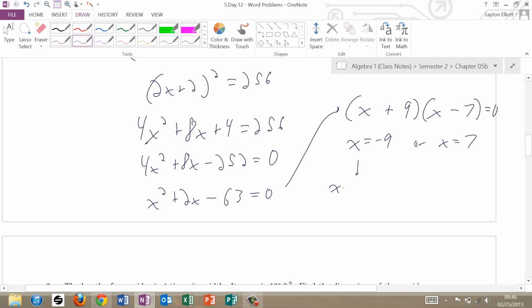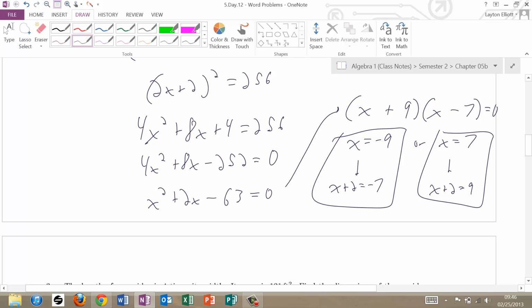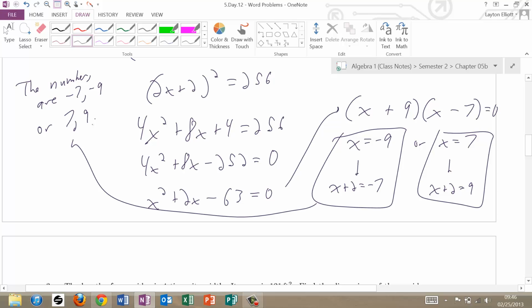If x equals negative 9, then x plus 2 is equal to negative 7, and that's one of my pairs. If x equals 7, then x plus 2 is equal to 9. That's another one. So, I'm going to put it over here. The numbers are, and then one pair could be negative 7 and negative 9, or 7 and 9. We have two possibilities. You must state both for full credit.